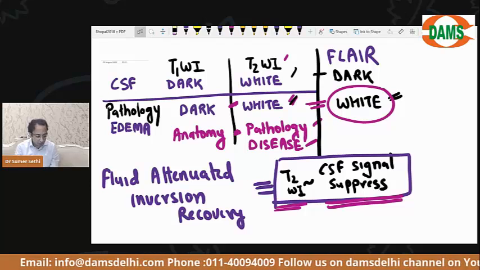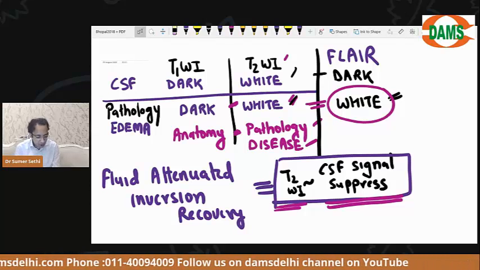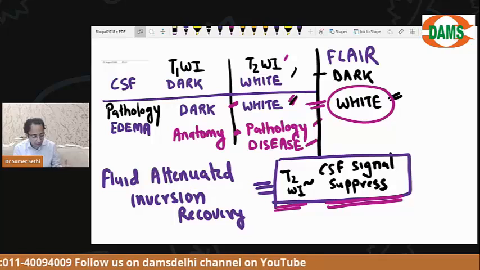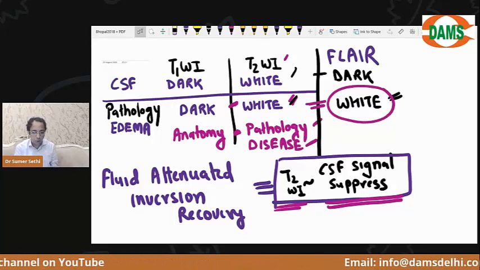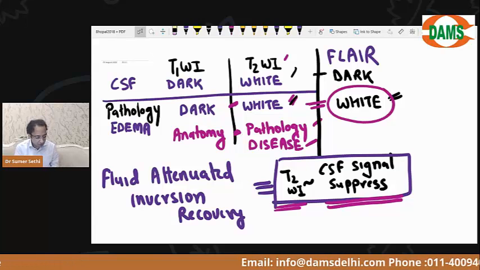Okay, everybody understands? Only melanoma, but I only talked about melanoma. Other tumors will be dark on T1, white on T2. Melanoma was an exception. Everybody understands?